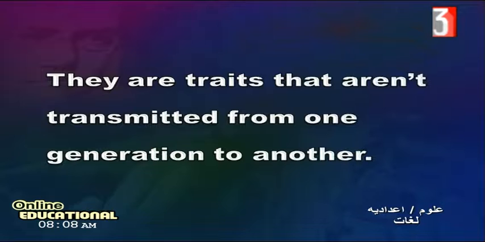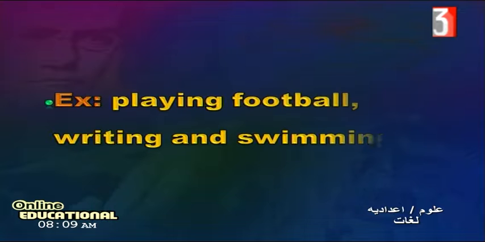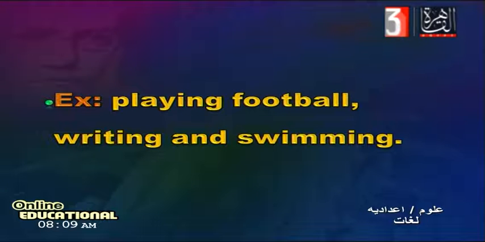The second kind of trait is acquired trait. What is meant by acquired trait? They are traits that aren't transmitted from one generation to another. For example, playing football, writing, and swimming.